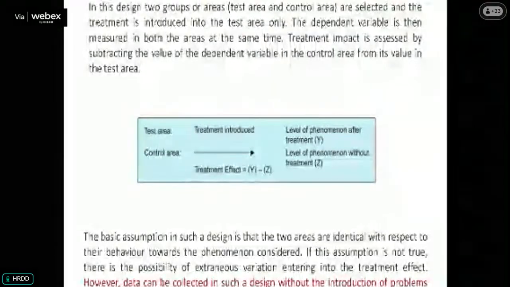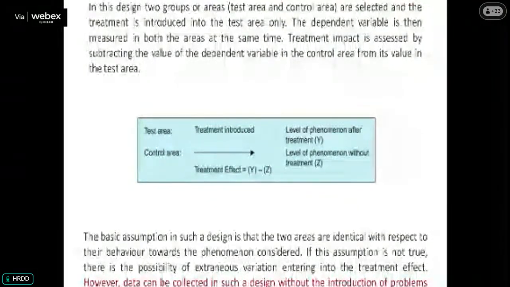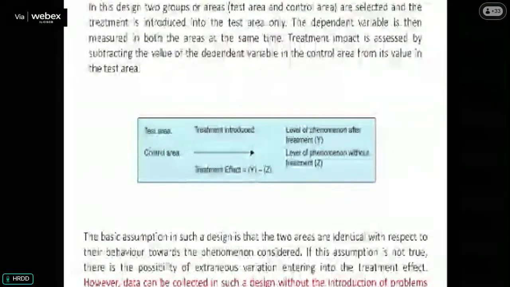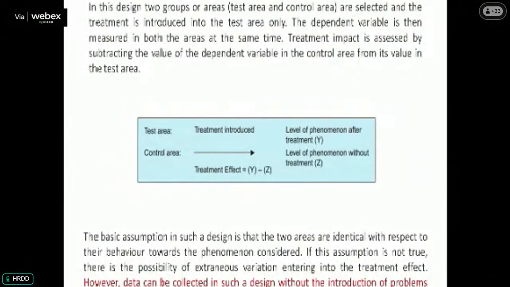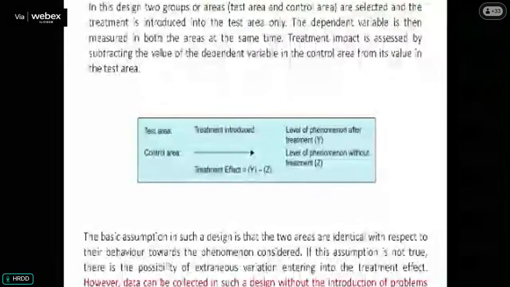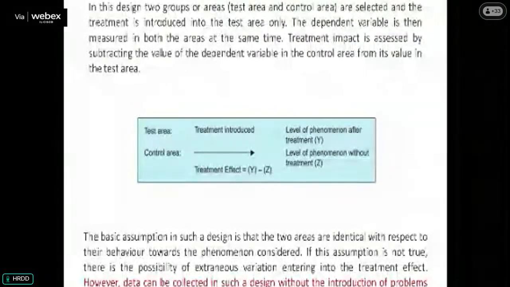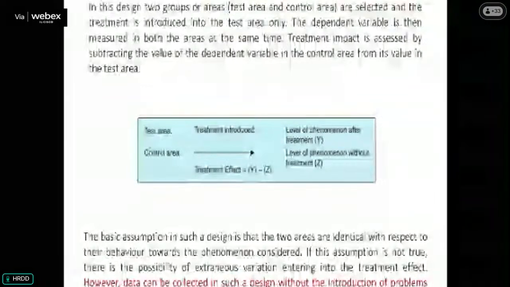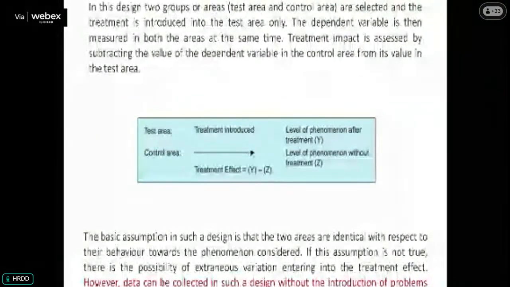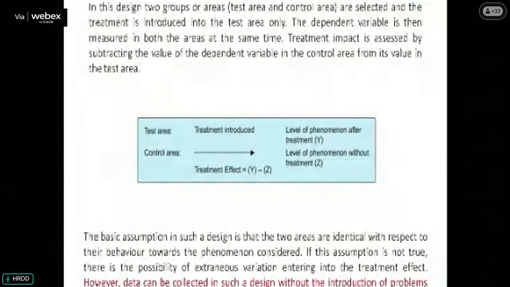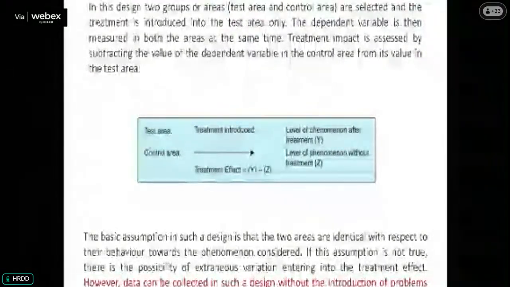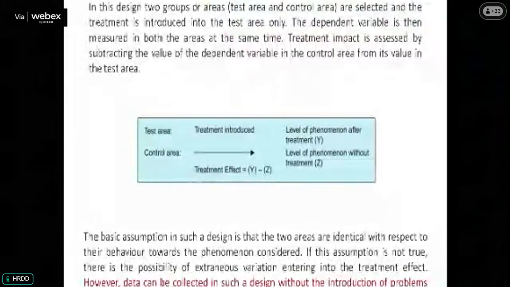The basic assumption in such a design is that the two areas are identical with respect to their behavior towards the phenomena considered. If this assumption is not true, there is a possibility of extraneous variation entering into the treatment effect. However, data can be collected in such a design without the introduction of problems with the passage of time. In this respect, the design is superior to the before-after control design. So this is better than the before and after control design, the previous design we saw.